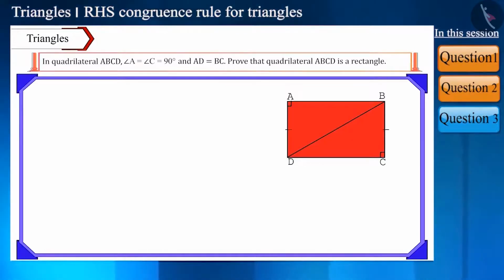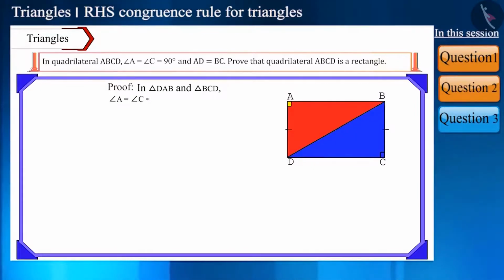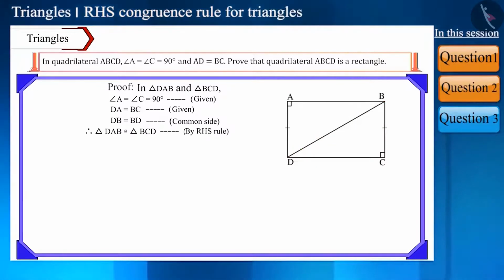ABCD will be a rectangle if we can prove that side AB and side DC are also equal and angle B and angle D are right angles. So let's start. In triangle DAB and triangle BCD, angle A is equal to angle C. Side DA is equal to side BC. Side DB is the common side. Therefore, by the RHS congruence rule, these two triangles will be congruent and therefore their corresponding parts and corresponding angles will also be equal.